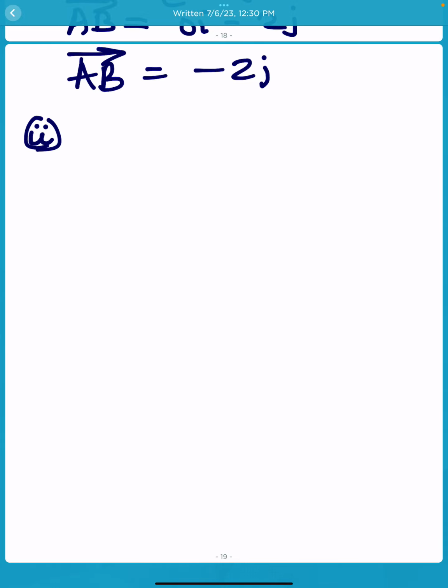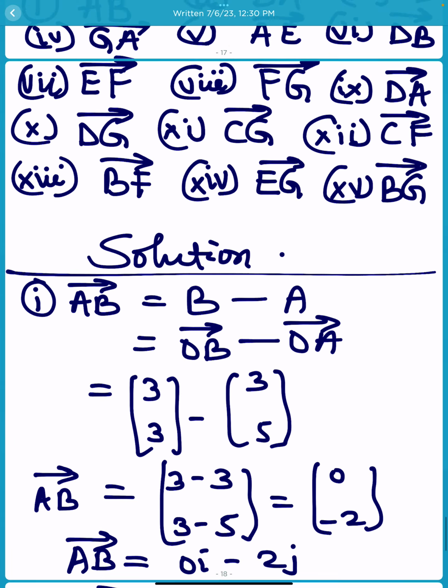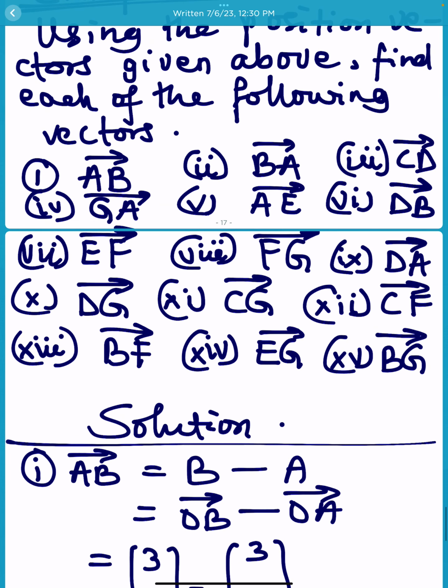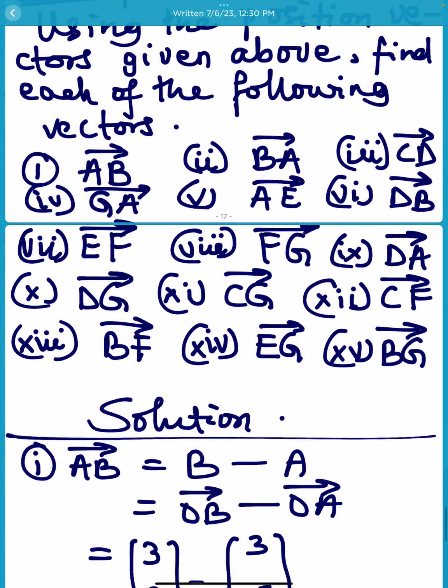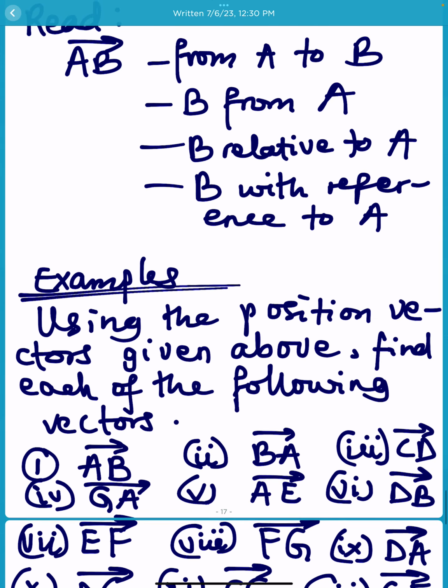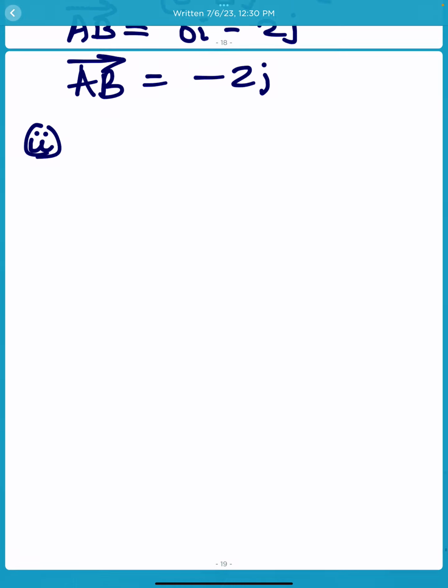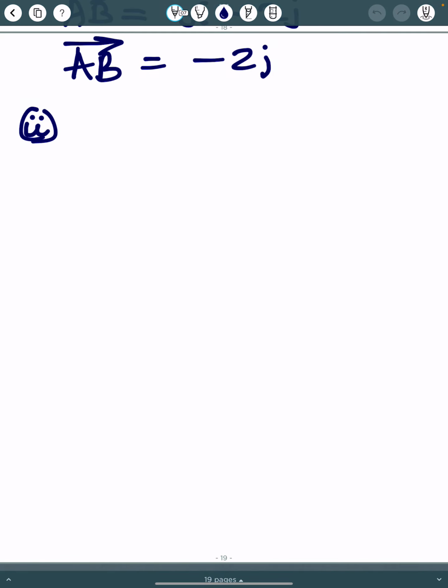My examples are relative vectors. Here we stopped at number one, so let's continue from number two. We have to find the relative vector BA. That's the relative vector of A from B, or of A to B. This is where we left off.